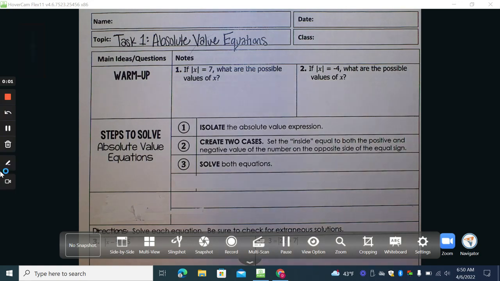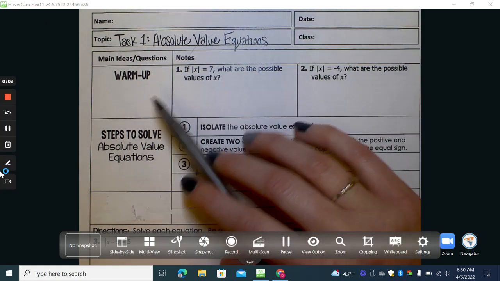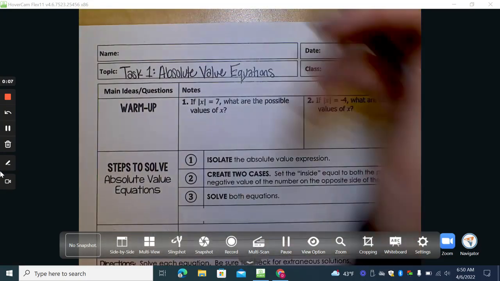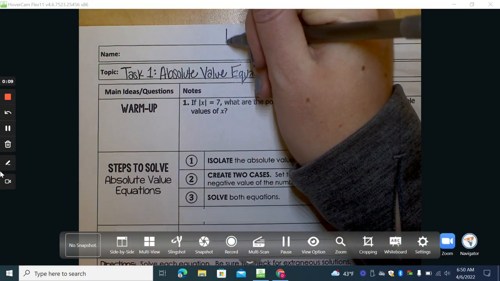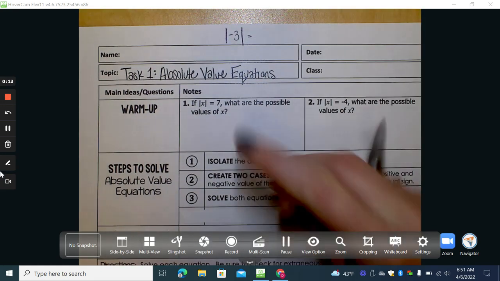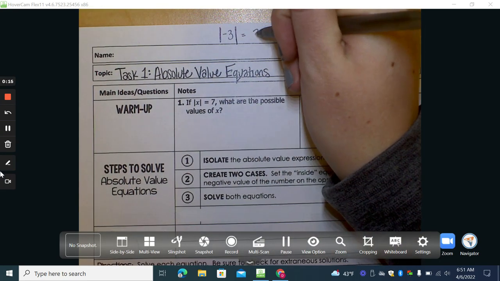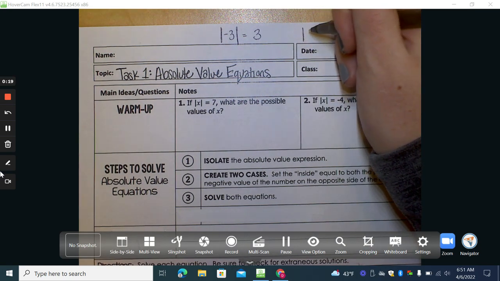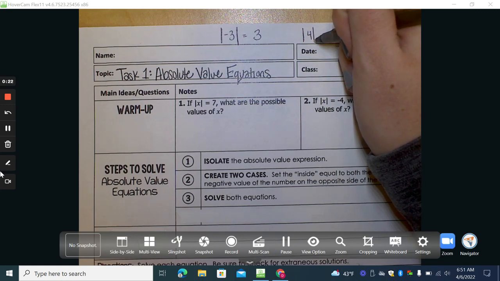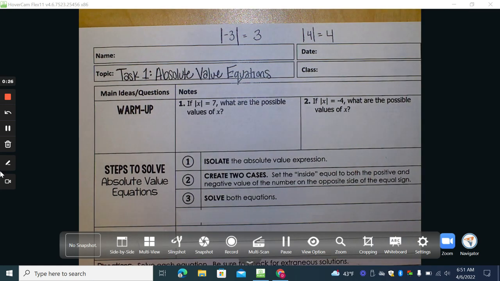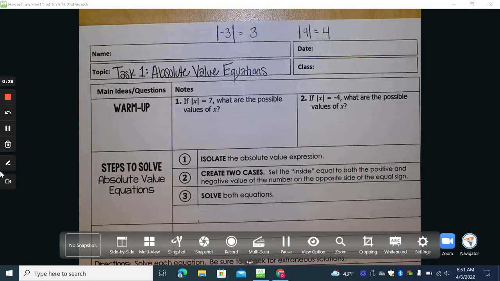All right, welcome to the first task of Algebra 2. We're going to deal with some absolute value equations. Remember, absolute value is the thing where if I were to put a negative number inside those absolute value symbols, out comes a positive every single time. Same thing if I were to put a positive number inside the absolute value, I would still get a positive number. Always equals a positive.